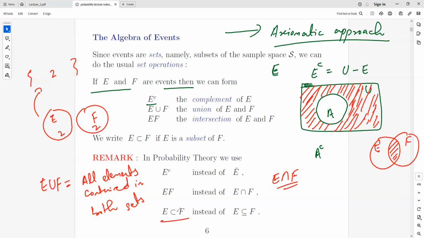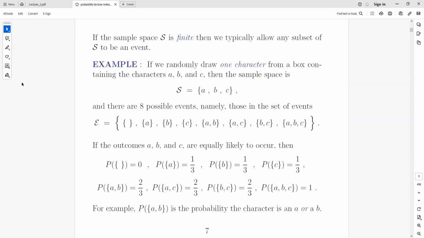And this notation, E contained in F, means that set E is contained in set F. Let's say this is my set F, then this set E is entirely contained in set F. So we can also say that E is a subset of F. So these are some basic definitions of the axiomatic approach. Now we can look at some examples.